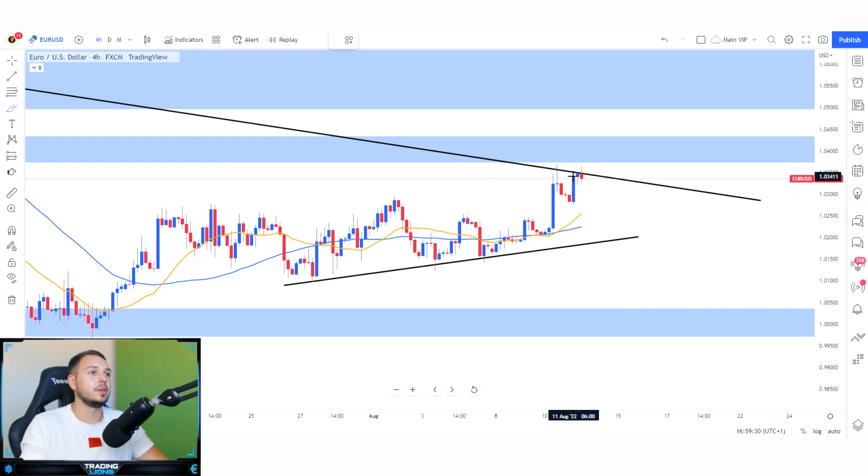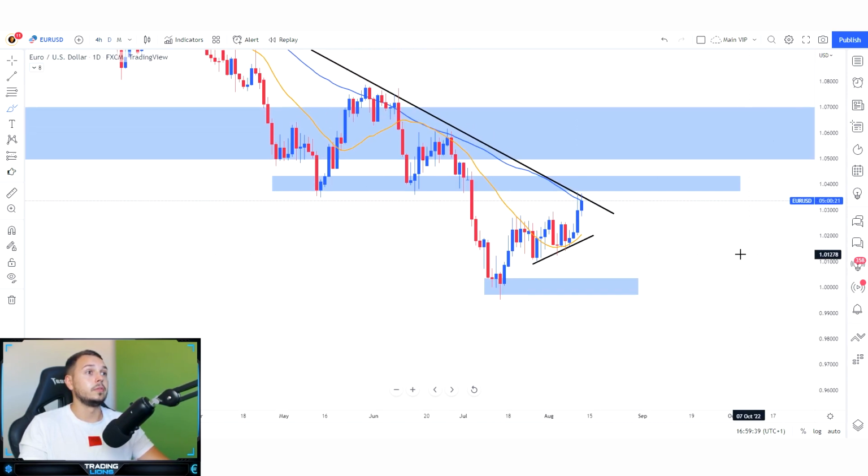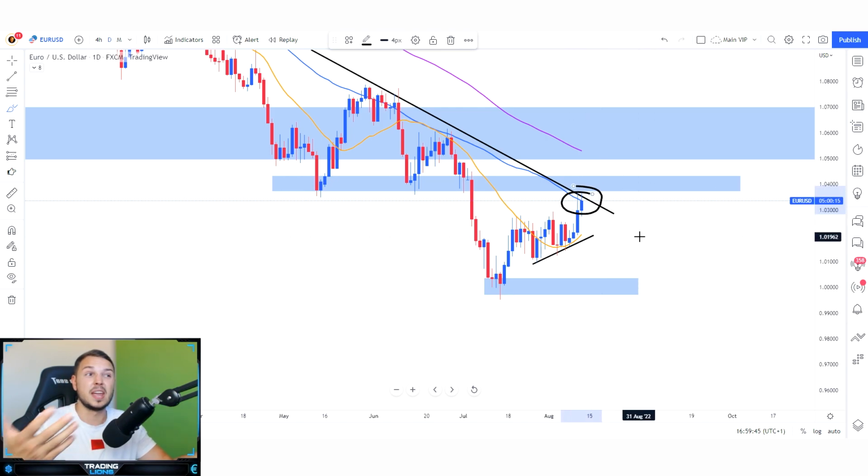So my thoughts for euro USD is pretty much it's gonna shoot towards the downside eventually. If it doesn't now, it might be shooting towards the downside once it reacts towards the 100 moving average over here, if it actually manages to break the 50.